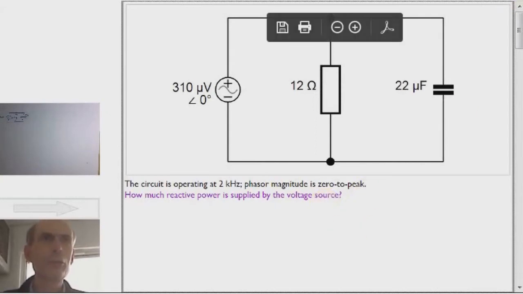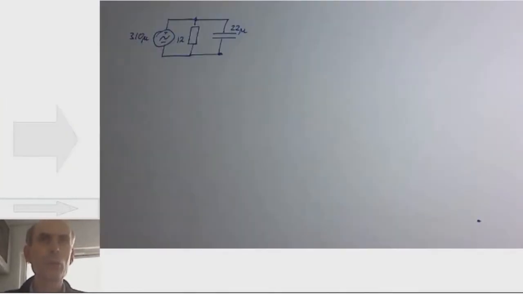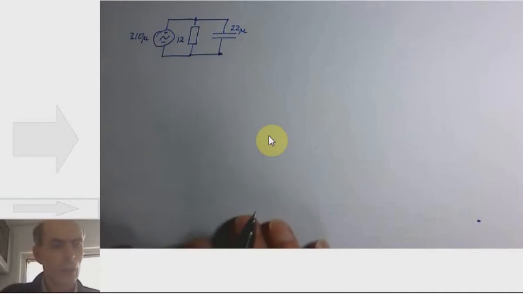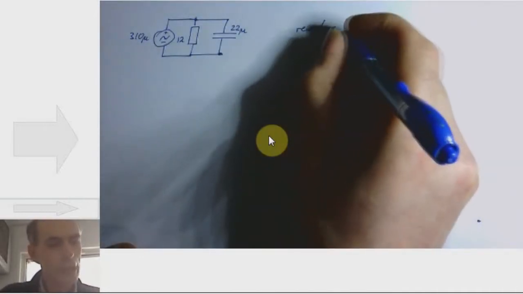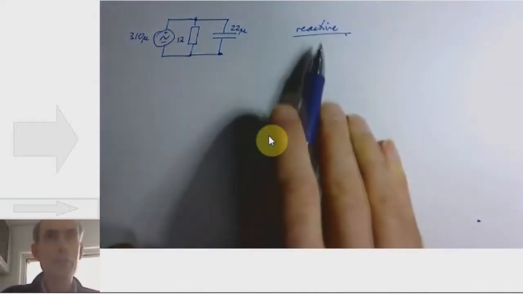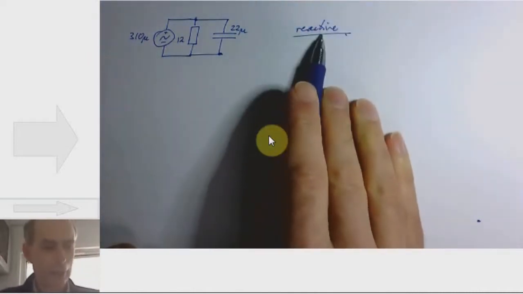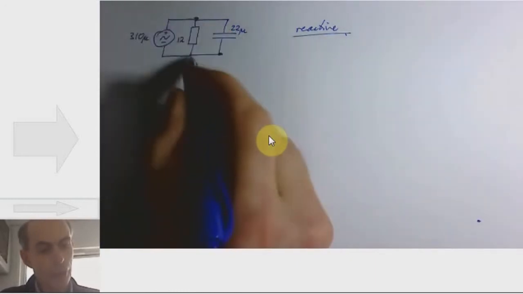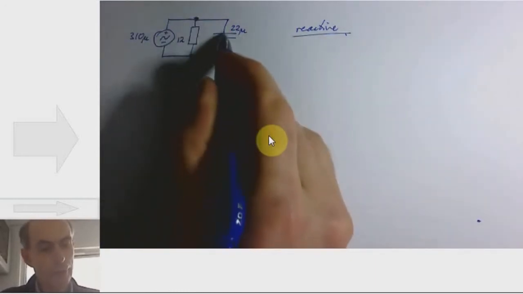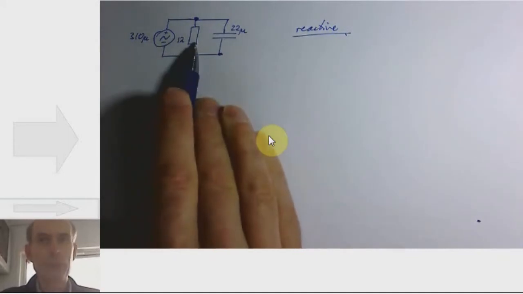Let's just flip over to it on a piece of paper so I can scribble. I want to know the reactive power. Well, reminder that the reactive power is the imaginary part of the complex power. Now, an imaginary part of power is associated with capacitors, not resistors. Resistors are going to give you an active power.